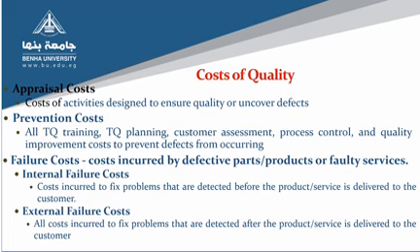The second class is external failure costs, which mean costs related to delivering substandard products or services to customers. Examples of these costs are returned goods, reworking costs, warranty costs, loss of goodwill, liability claims, and penalties.